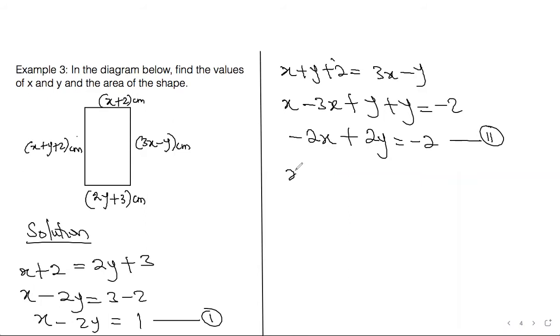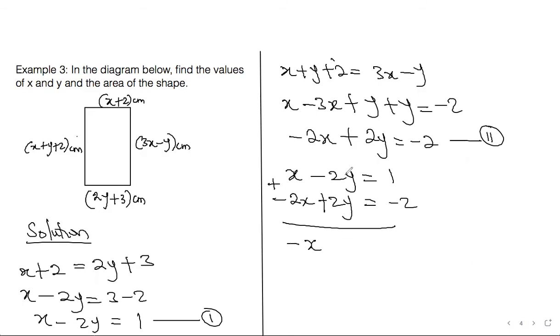So if I solve equation 1 and 2 simultaneously, I will have minus 2x plus 2y equals minus 2. Now this looks easy because the coefficient of y is the same, and I have different signs, so I can just add. If I add, then I'll have x minus 2x, that will give me minus x. Minus 2y plus 2y will give you 0. Then that will go equals 1 plus minus 2, that will be 1 minus 2, which is minus 1.